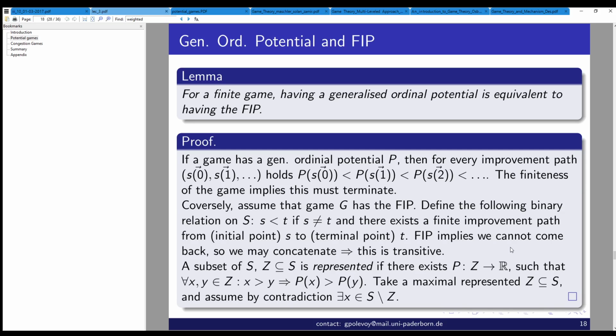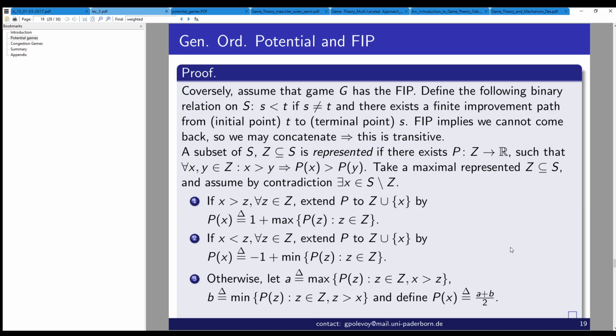Now, how can we show that we can represent all the profiles? Take a maximal represented set, so a represented set which we cannot extend. No, it is not necessarily maximum, it's maximal, please notice. And we just prove that this set has to be the set S. Assume by contradiction this is not the case. So assume by contradiction there is a profile X in S which is not in Z, which is not represented.